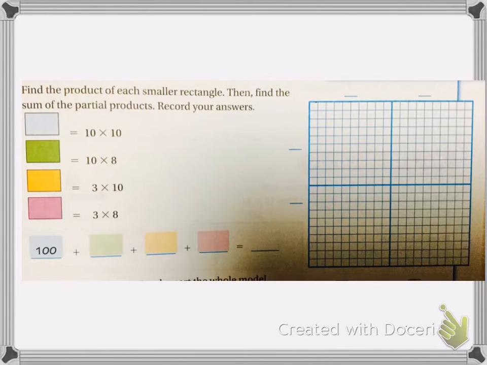All right, let's take a look. We're going to find the product of each smaller rectangle, then we're going to find the sum of the partial products, and we're going to record our answer. So the first thing we're going to do is take a look at the 10 times 10. So I'm going to place a 10 here and a 10 here, and this entire rectangle is 10 by 10, and this is my blue area.